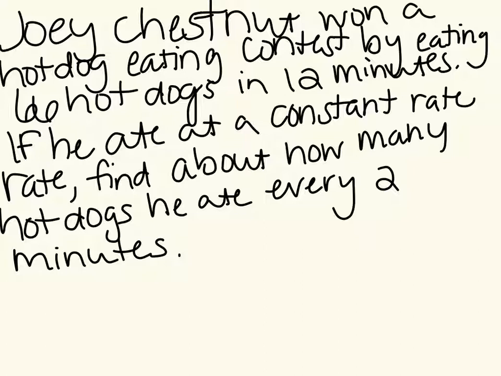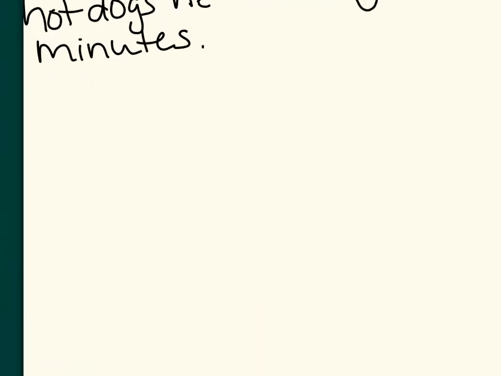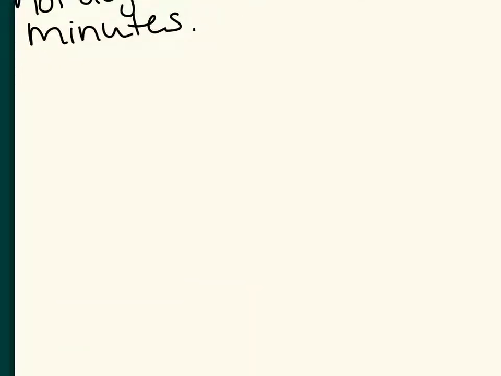So we said Joey Chestnut won a hot dog eating contest by eating 66, so I see this already, I think I'm going to underline it because it might be important, 66 hot dogs in 12 minutes. If he ate at a constant rate, find about how many hot dogs he ate every 2 minutes. Okay, so we're just going to move this up a little bit here. And I think that, again, we might probably make a table.